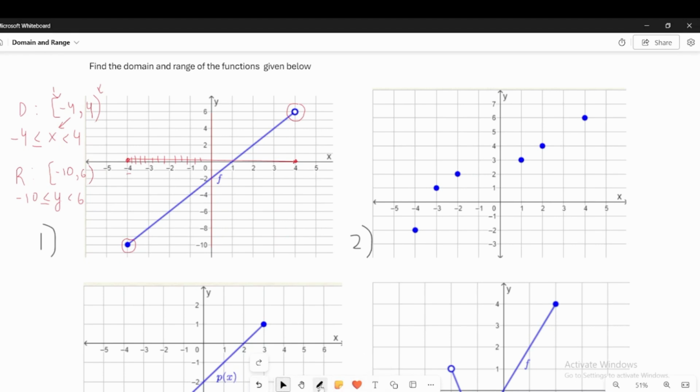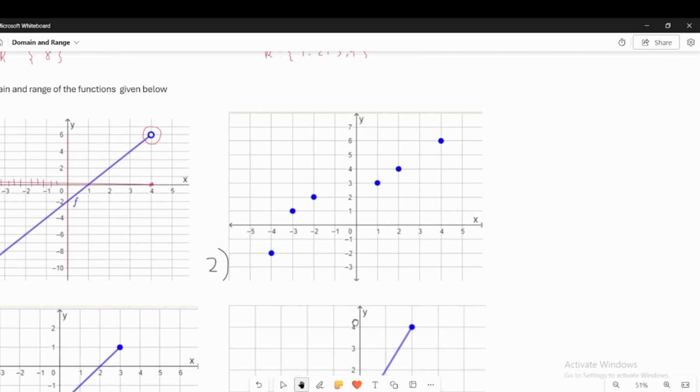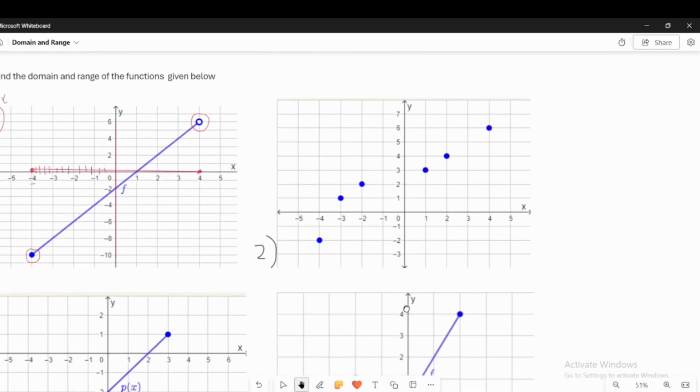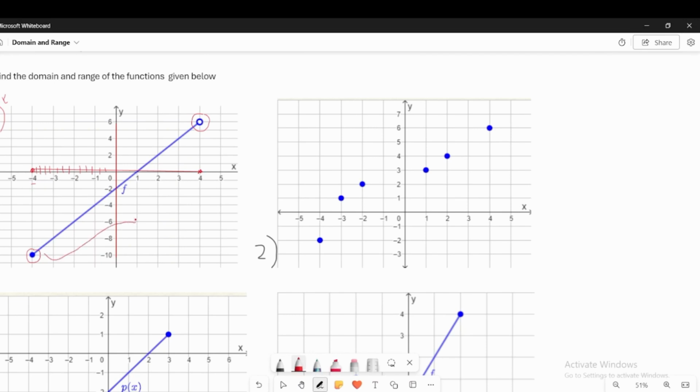Now let's see example number 2. In example number 2, we do not have a continuous graph. You can see in the first example, the graph is continuous. It's not breaking at a single point. Such a type of graph is called a continuous graph. Now, this is called a discrete graph, where you have breaks in between. This is a discrete graph.